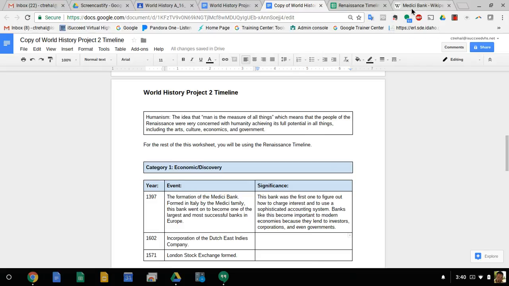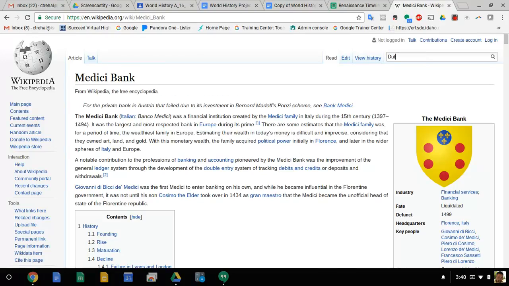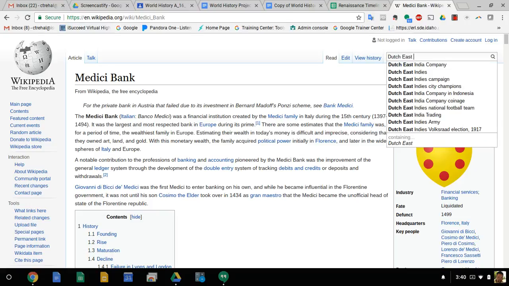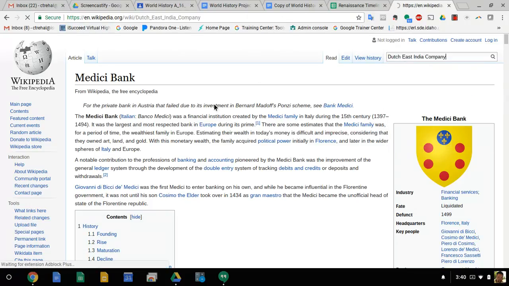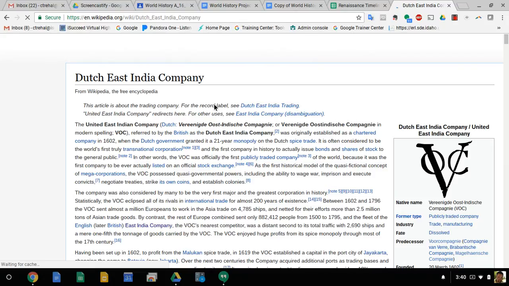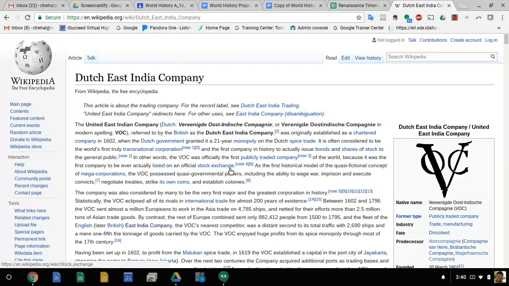The incorporation of the Dutch East Indies Company. So let's do this. And it's actually India Company. Truly transnational corporation. It was the first company in history to issue bonds and shares of stock to the general public. In other words, the Dutch East Indies Company was the first publicly traded company in the world. So this was the first international corporation. Nowadays, there's tons and tons of international corporations, but this was the very first.